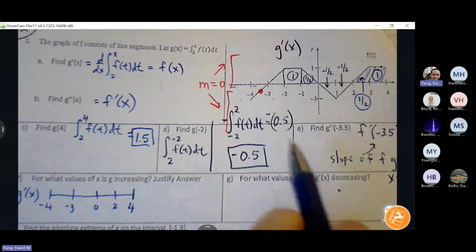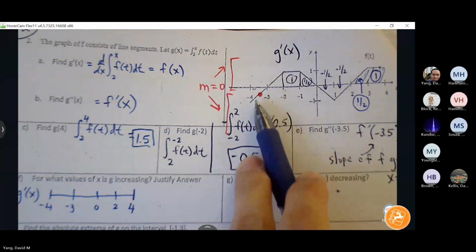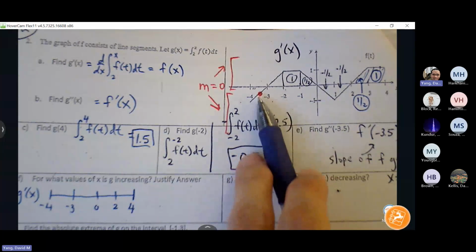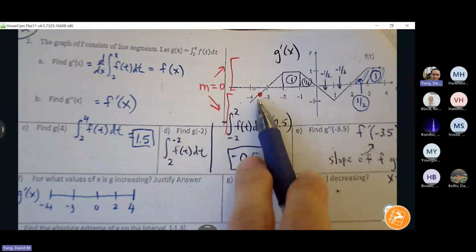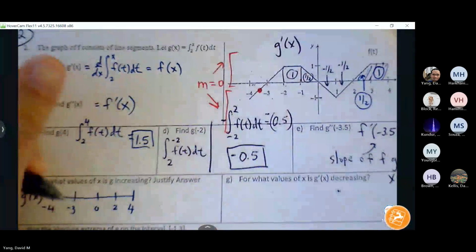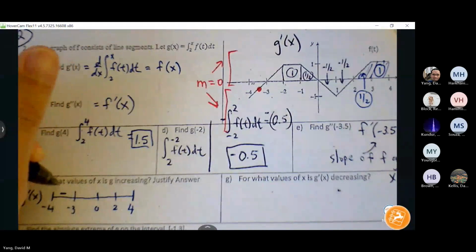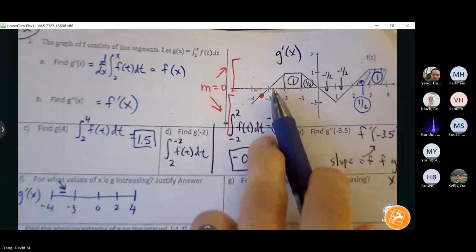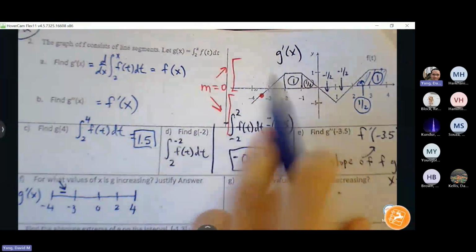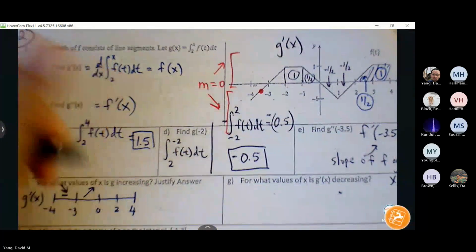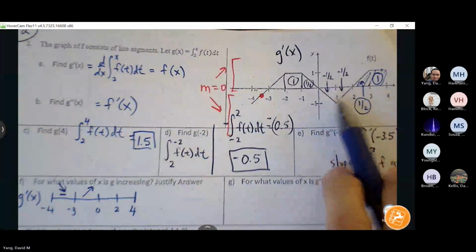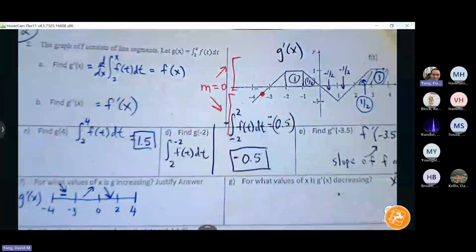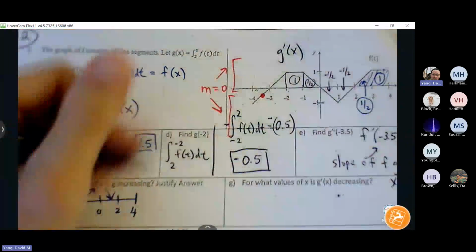Right, what's happening between -4 and -3? Negative. Yeah, below the x-axis, right? Don't look at how the graph is moving. Look at where it's located. So here, below the x-axis, so negative. Between -3 and 0, positive, it's above the x-axis. Between 0 and 2, below the x-axis. And then between 2 and 4, above.